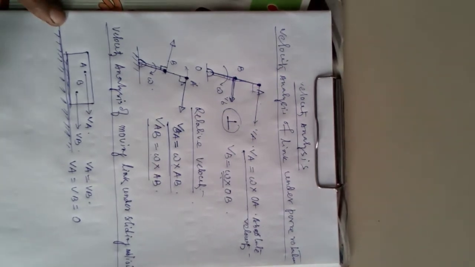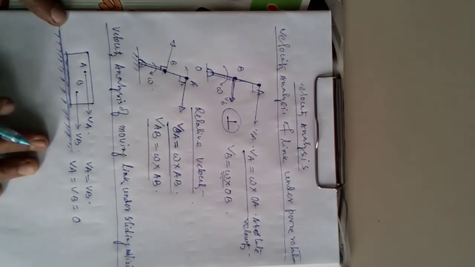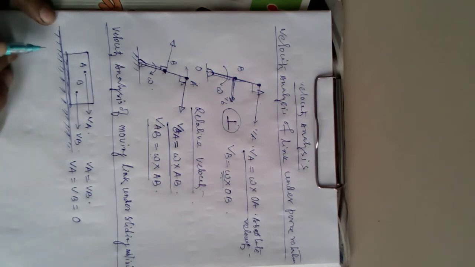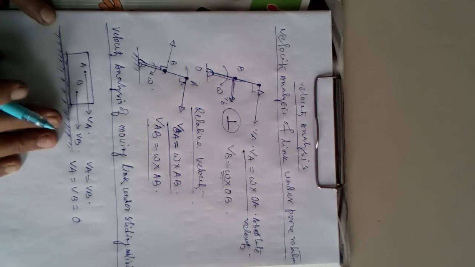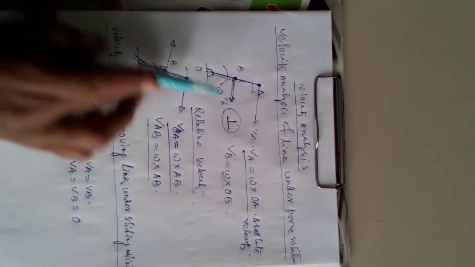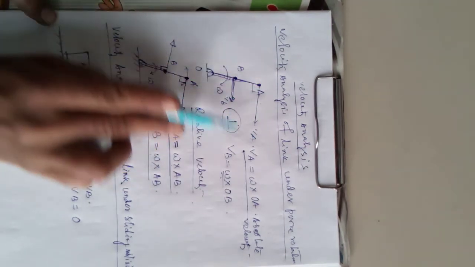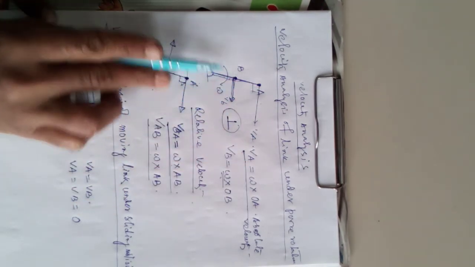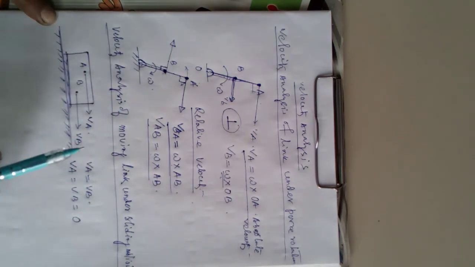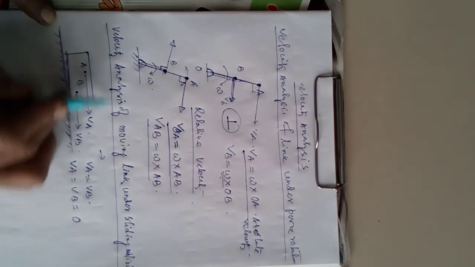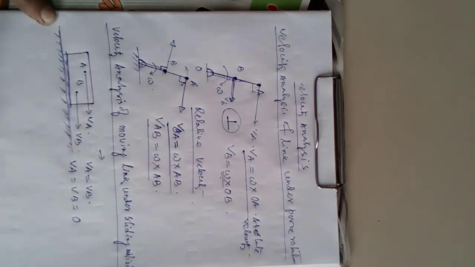Now in case of a mechanism, if you consider any mechanism, a mechanism is not pure rotation or pure translation. Here we have considered the velocity analysis of a link under pure rotation. Now the velocity of this link is in translation, sliding in a particular direction, that is translation.